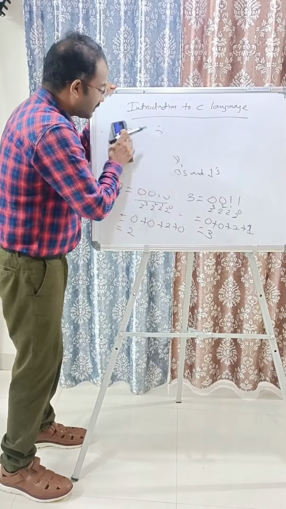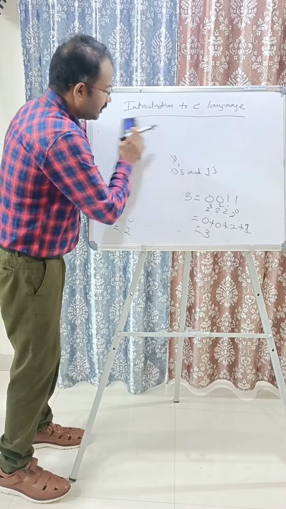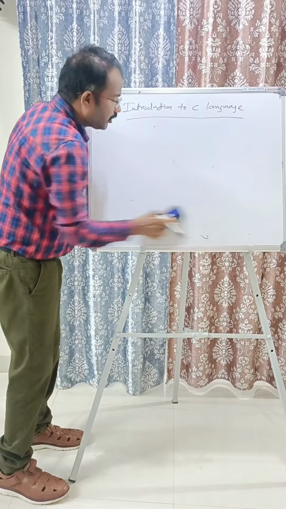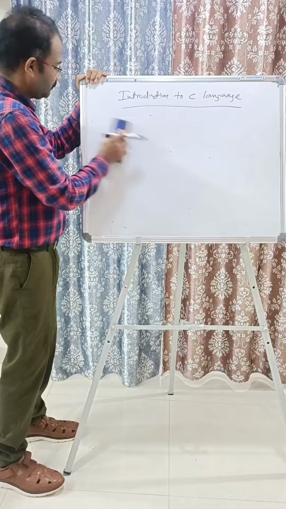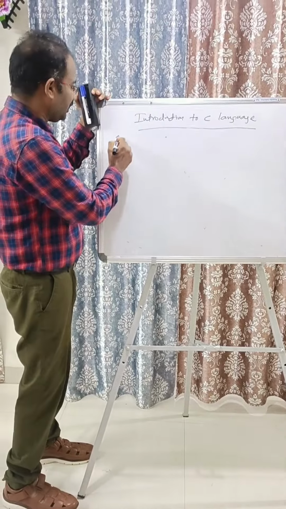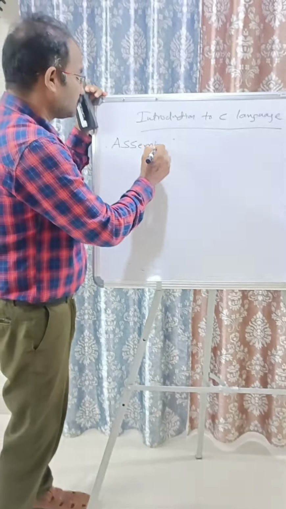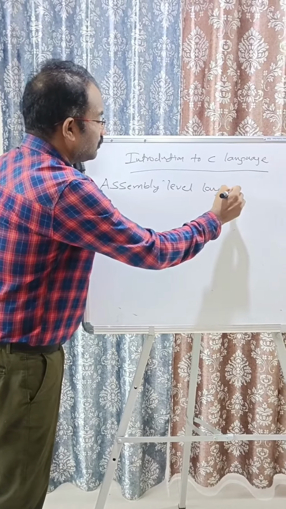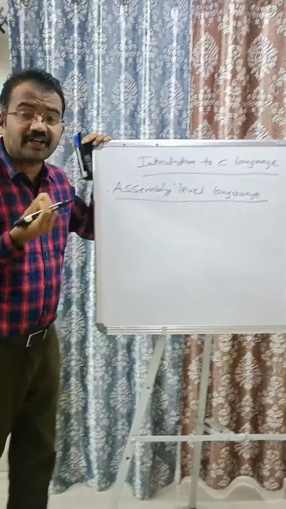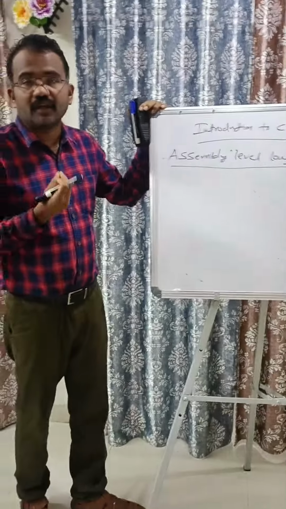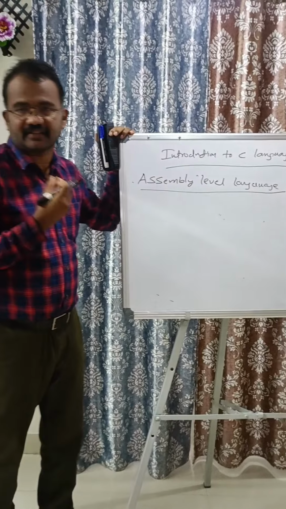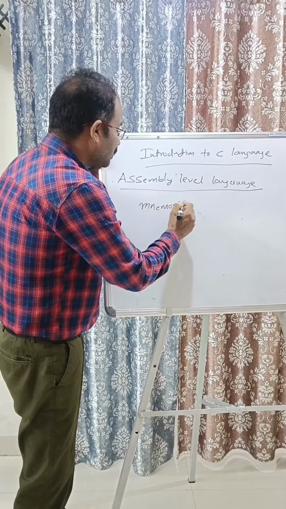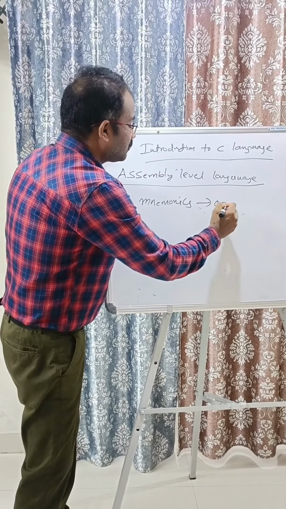So now we have to discuss assembly level languages. To overcome the problem of machine level language, we have to use assembly level language. Some of the features are only possible in assembly level languages. So here some mnemonics are developed in assembly level language, mnemonics, or we can call operational codes.